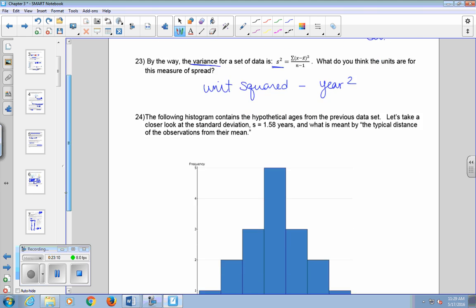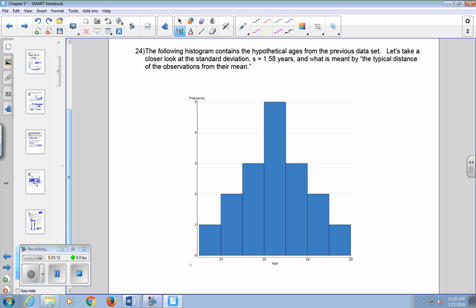All right, let's look at number 24. The following histogram contains the hypothetical ages from this last data set. Let's take a closer look at the standard deviation, s equals 1.58 years, and what is meant by the typical distance of the observations from their mean. Remember, the standard deviation is the average distance from the mean for a data set. The mean is at 16. So 1.5, I'm going to change to red, is about from here and here. So this is one standard deviation on either side of the mean.